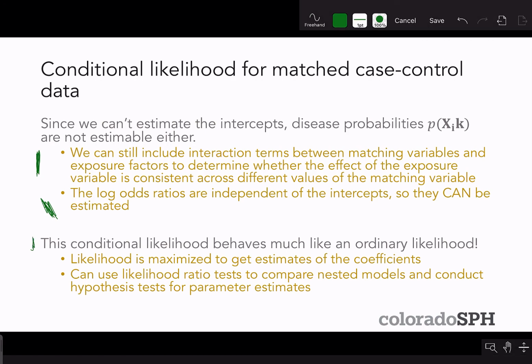Aside from this, the conditional likelihood behaves much like an ordinary likelihood, and you can maximize it and get estimates of your coefficients. You can also use likelihood ratio tests to compare nested models and conduct hypothesis tests for parameter estimates.